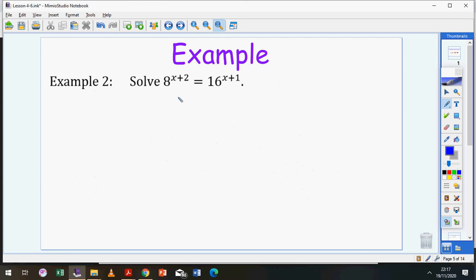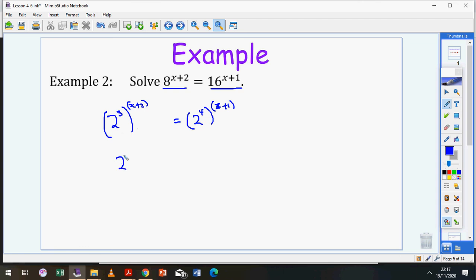Another question is here. Solve 8 to the x plus 2 is equal to 16 to the x plus 1. Now, 8 and 16, the bases are not the same, so I cannot equate the powers. But 8 and 16 can both be written in terms of powers of 2, right? 8 is 2 to the power 3, and there's a power of x plus 2 on the top, and 16 is the same as 2 to the power 4, and there's a power of x plus 1 on the top. Again, you can pause here, do it, and see if we'll come to the same answer.